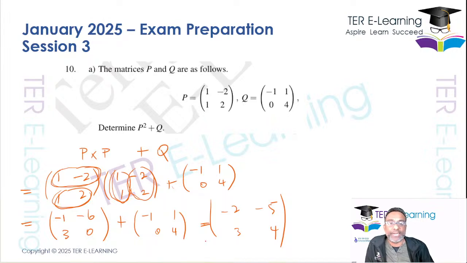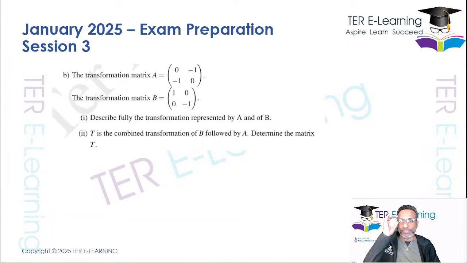Right, so I've seen some people say they got that. Great, right? So that's part A. Now, we have a transformation matrix here, transformation matrix A and a transformation matrix B. Describe fully the transformation represented by A and of B.